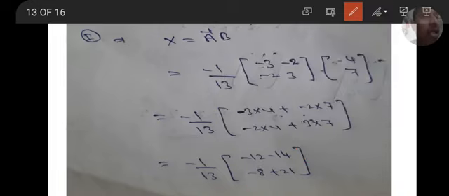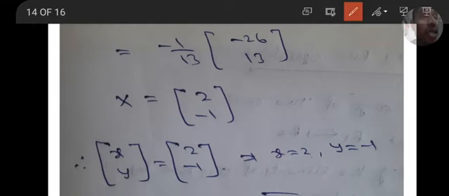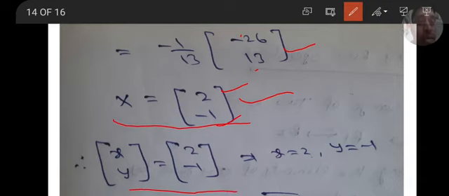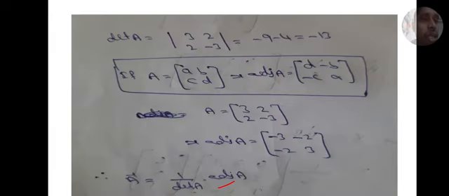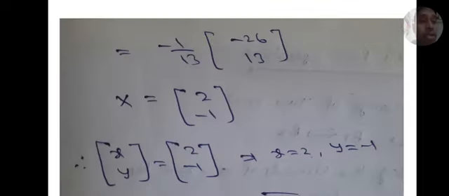So minus 1 by 13 into [minus 26; 13]. If you divide by minus 13, this becomes 2, and 13 by minus 13 means minus 1. So capital X equal to [2; minus 1]. Therefore x equal to 2 and y equal to minus 1 is the solution. In 2 by 2 with two variables, it is easy to find adjoint A, so A inverse is simply found, and substituting in the formula, we get the answer.